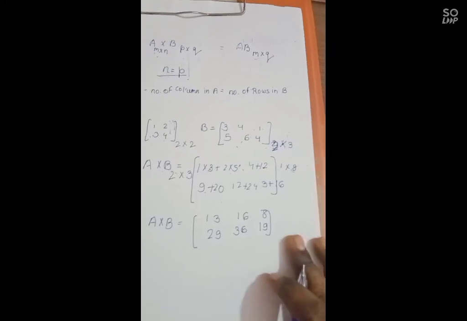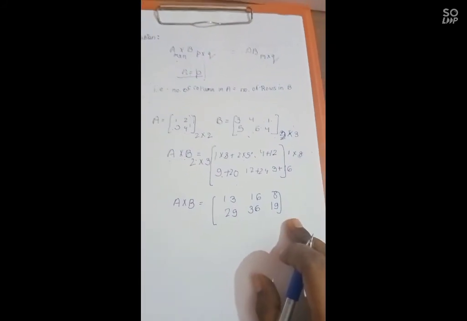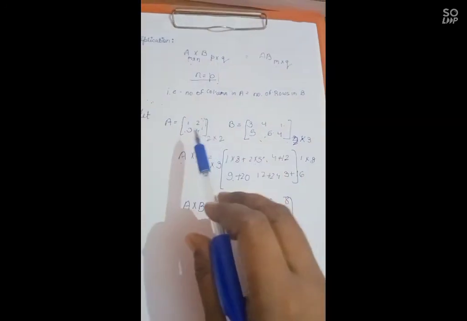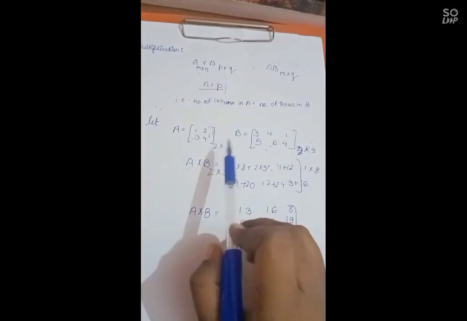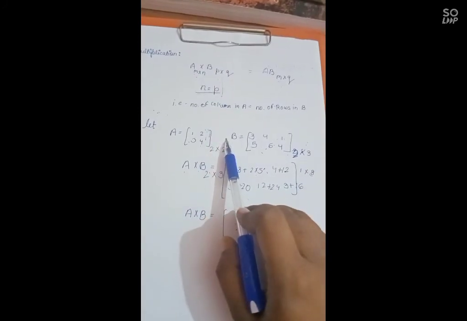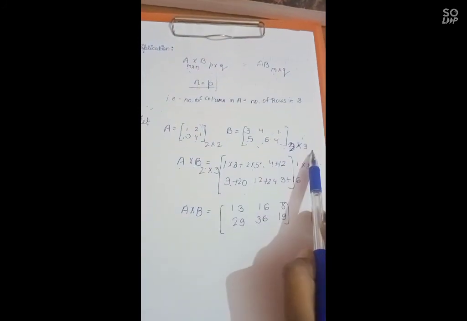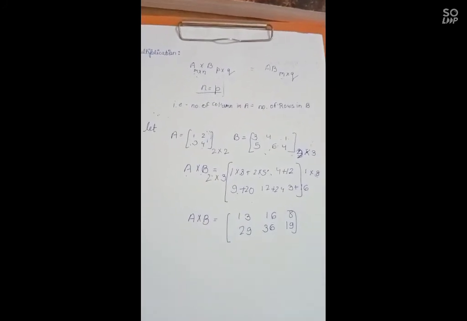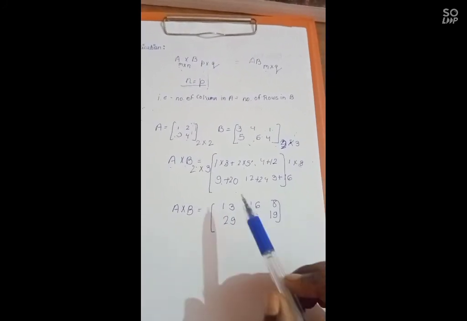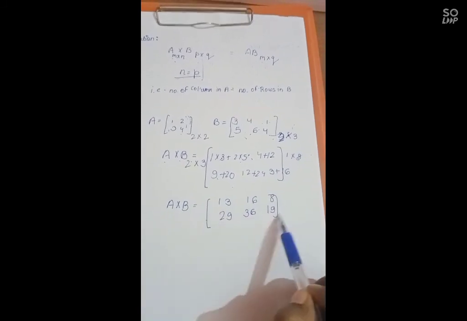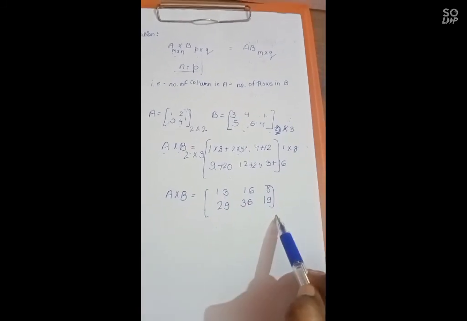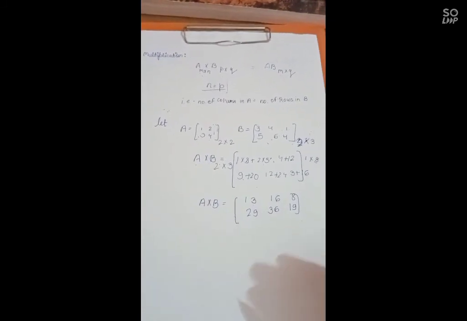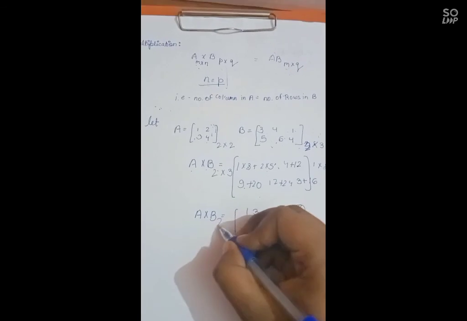So this is how you will do it. We can also check: if matrix A has the order of 2 into 2 and matrix B has the order of 2 into 3, then the resultant matrix will have an order of 2 into 3. So let's check if it is 2 into 3. Number of rows are 2, number of columns are 3. So here it verifies that we have done the multiplication in the right way, 2 into 3.